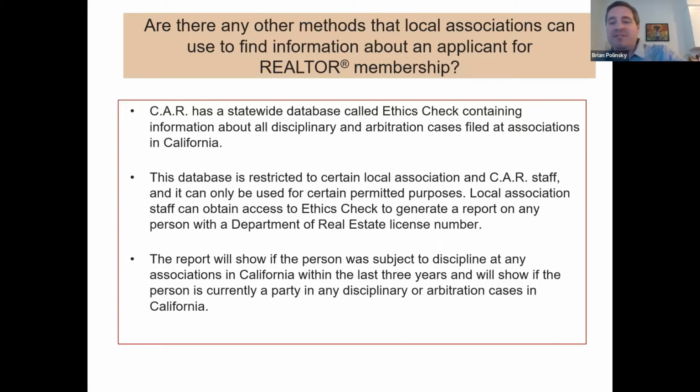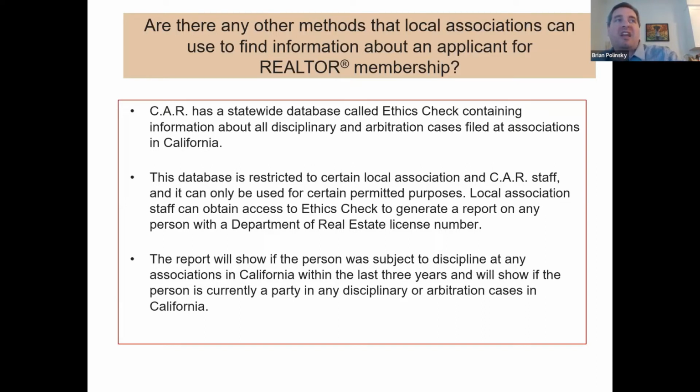Okay, I haven't talked about this slide yet. There are actually other methods that local associations can use to find information out about an applicant. I wouldn't necessarily say that you should do this solely in substitute for asking for a letter of good standing, but you can also do this in addition to it.